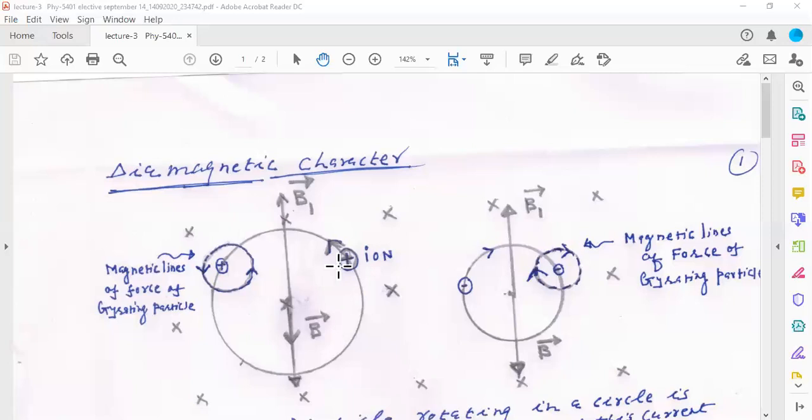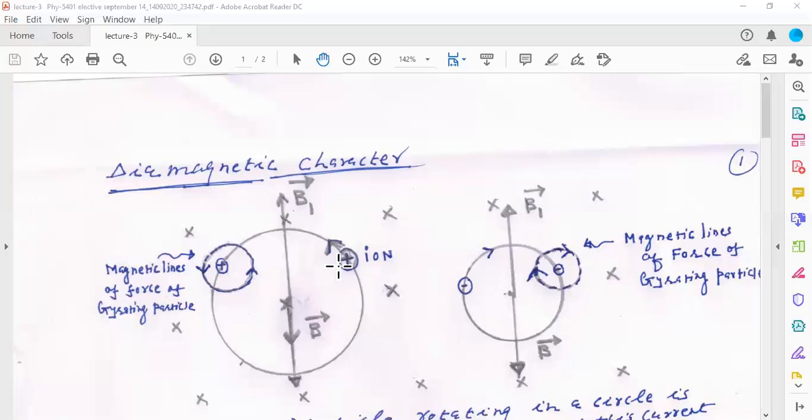be, I would say, that the conventional current, because of the gyration, will be obtained in the same direction. So you have a conventional current because of the gyration of the electron, and a conventional current because of the gyration of the ion, in the same direction. So here we will first find out the magnetic moment associated with this ring of current.